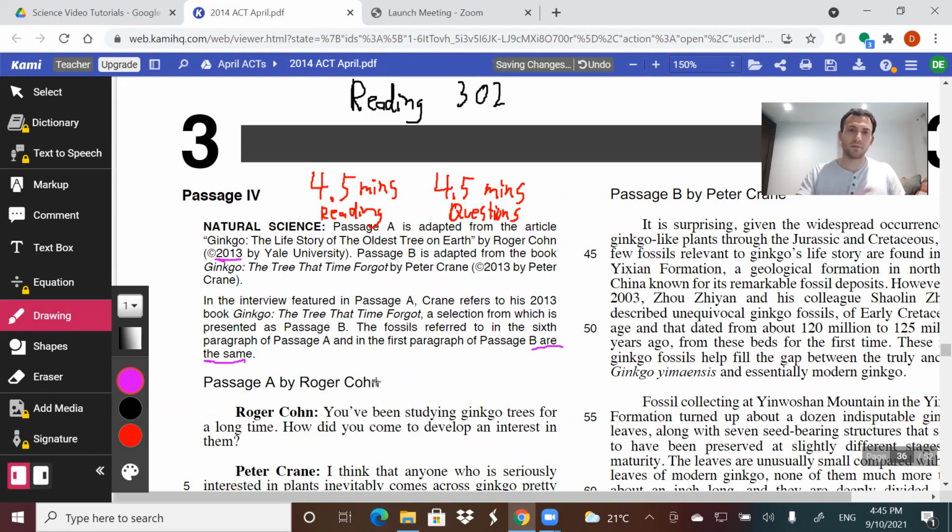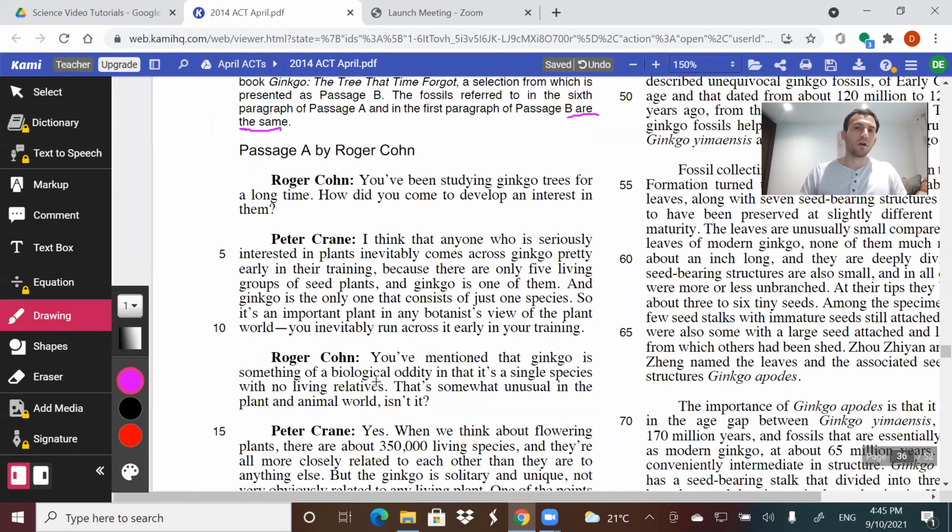And this is going to be the interview. Roger Cohn is the interviewer. Roger Cohn: You've been studying ginkgo trees for a long time. How did you come to develop an interest in them?